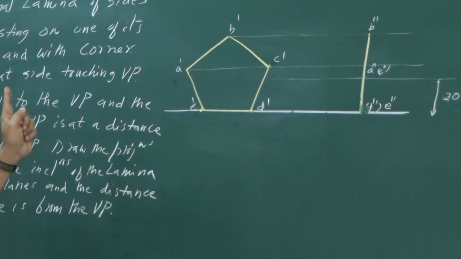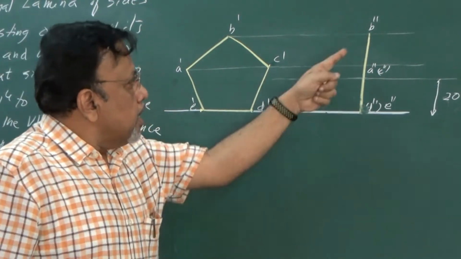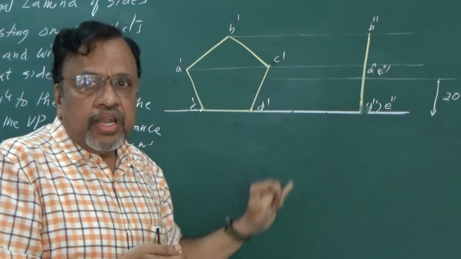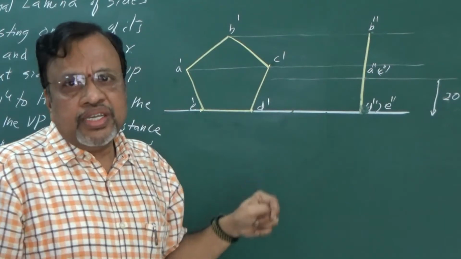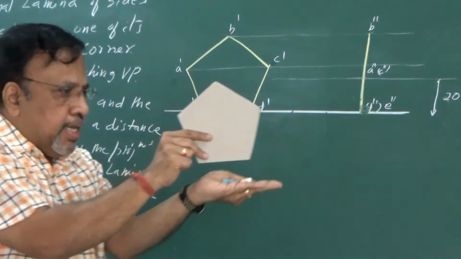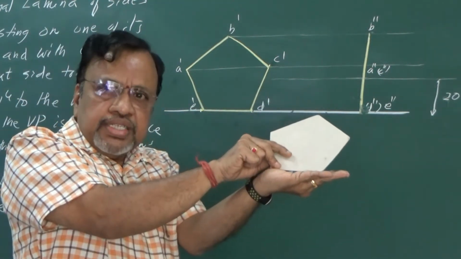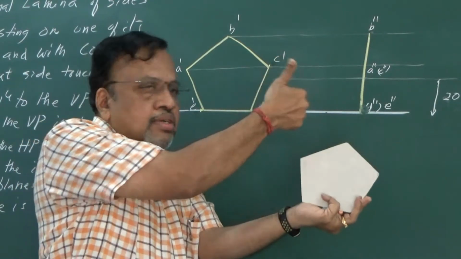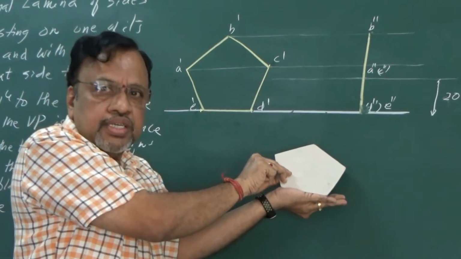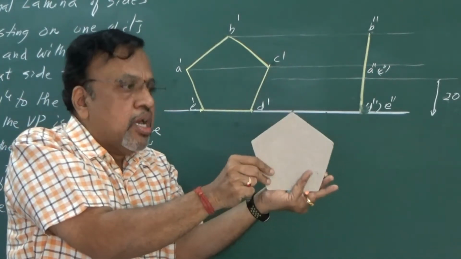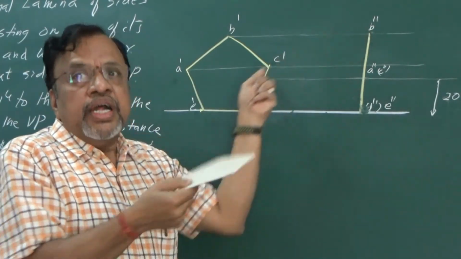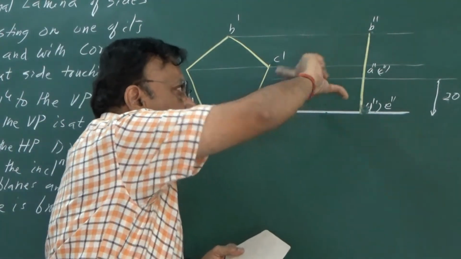Anyway, it is given that the side opposite to this corner is in VP. So in VP means what? Once I draw this x1 y1 line, this particular point should touch there only. Let us say I incline like this, what will happen? For example, I have started like this. If I incline like this, then this corner is coming closer to VP, or in one case it can simply touch it. But if I incline the other way, this particular corner is away from VP. But I wanted this corner to touch VP.